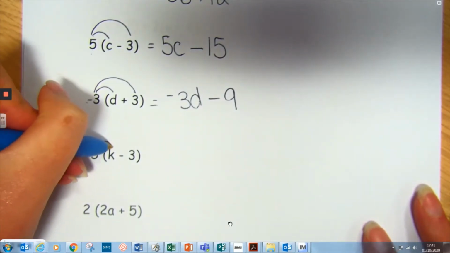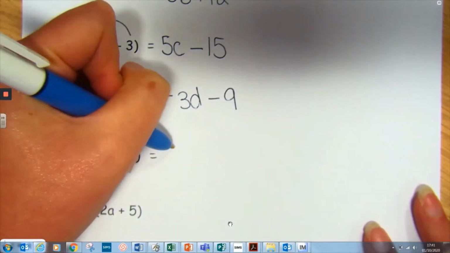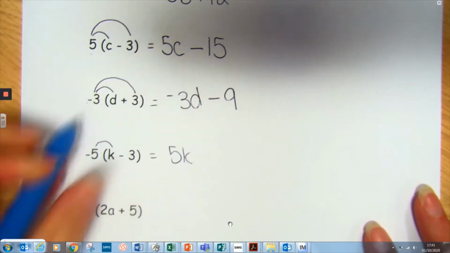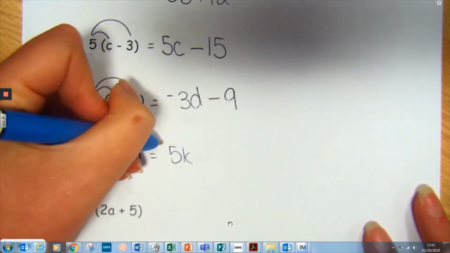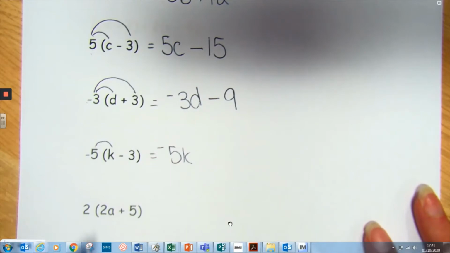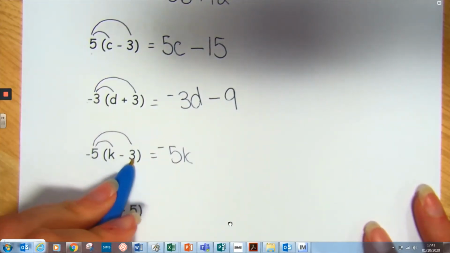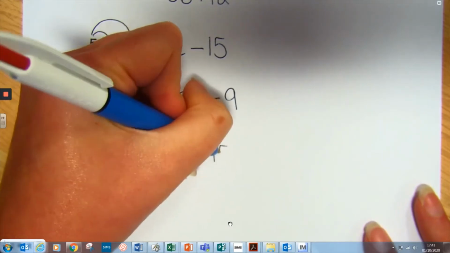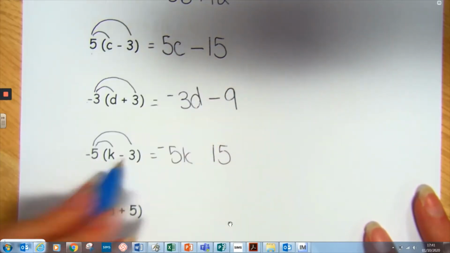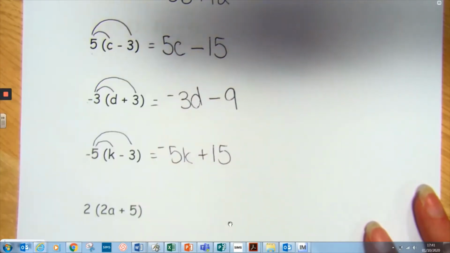This one, 5 times k, is 5k, but remember we're doing a negative times a positive, so that's a negative 5k. Then we're going to do negative 5 times negative 3. 5 times 3 is 15, and a negative times a negative is a positive.